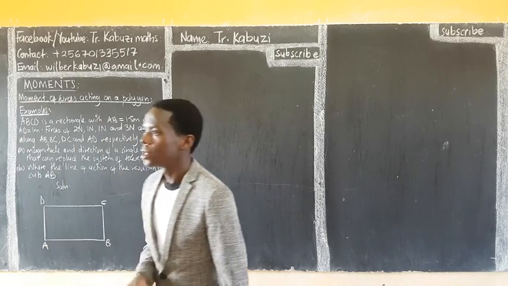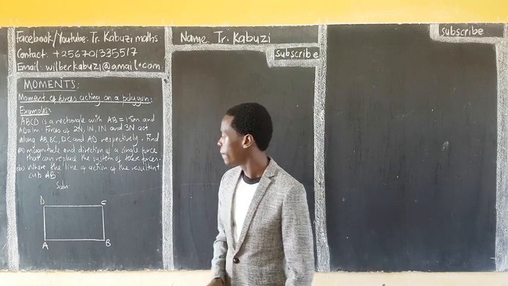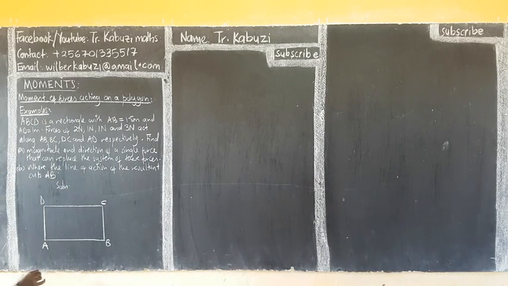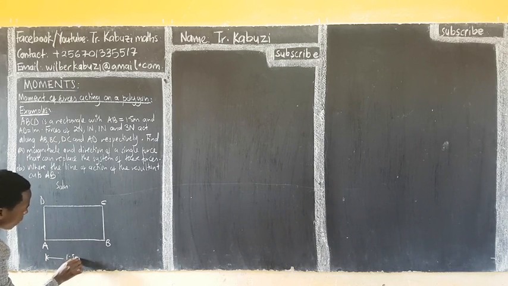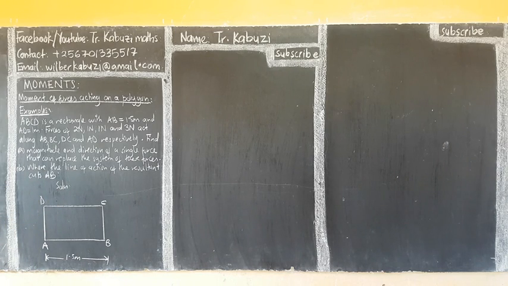Let us do example 2. It says ABCD is a rectangle with AB, where AB is 1.5 meters. This is 1.5 meters to that side. And AD is 1 meter. So AD is 1 meter up to there.